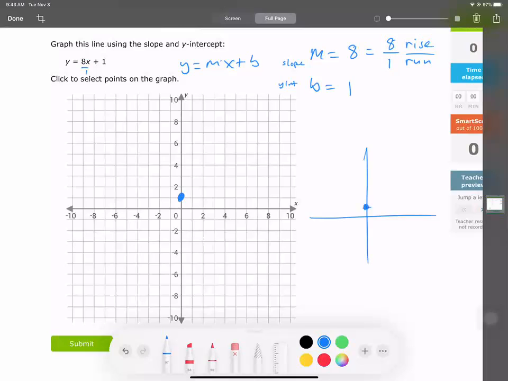Now, how do I get to my next point? Well, that's what slope is all about. It tells you the change. What is my change? The change is 8 rise, 1 run. So I'm going to do that. I'm going to count 1, 2, 3, 4, 5, 6, 7, 8, and that's 9 because 1 plus 8 is 9. And my run is 1. If I did this without the computer, 1, 2, 3, 4, 5, 6, 7, 8 over 1.